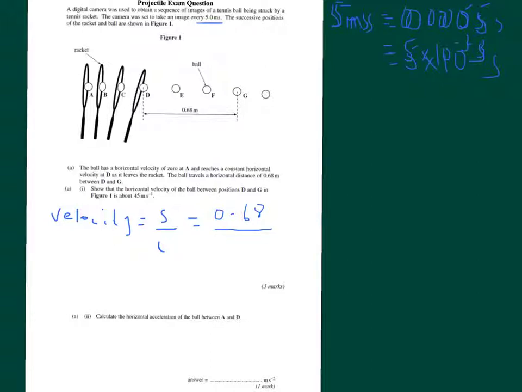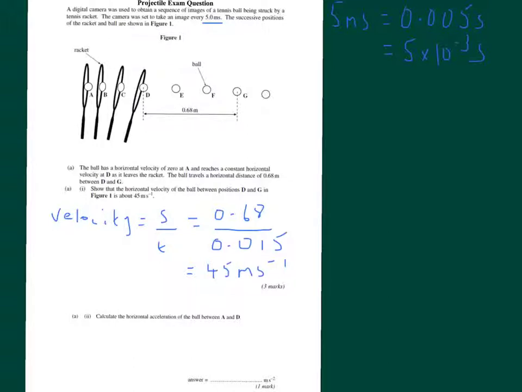Now each one of those, so from D to E, is 5 milliseconds. Okay, now we've got 1, 2, 3. So we've got 3 lots of those, so that is 15 milliseconds. So you can either put that in standard form, or if you don't want to do it as standard form, that's just going to be 0.015. And if you do that on your calculator, that's going to come out at approximately 45 meters per second. So that should be a nice easy 3 marks.